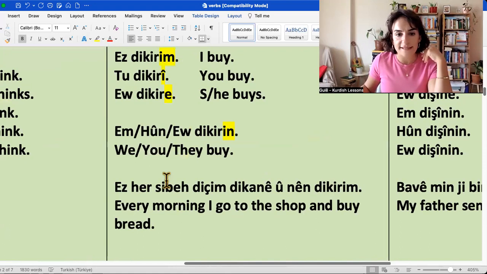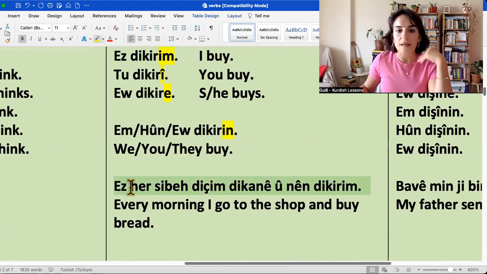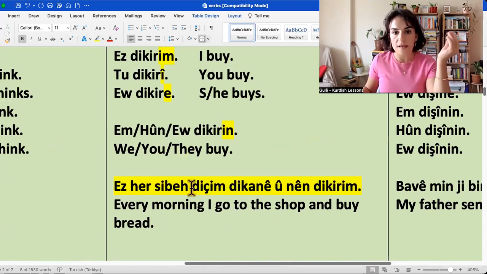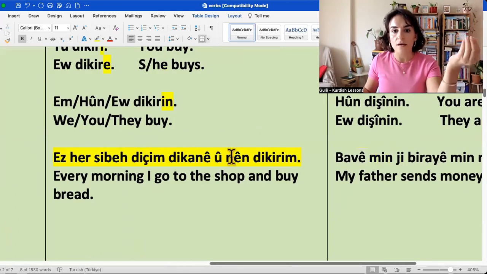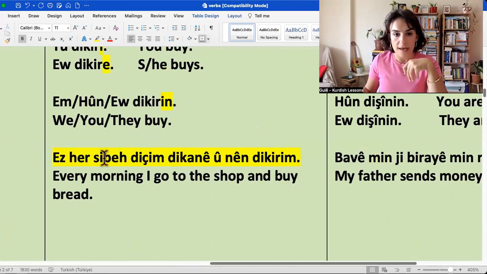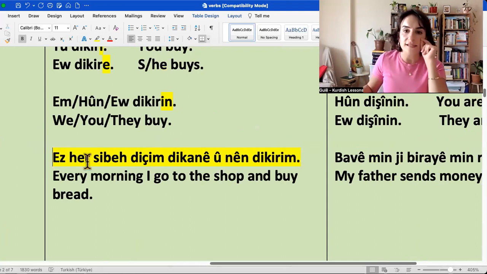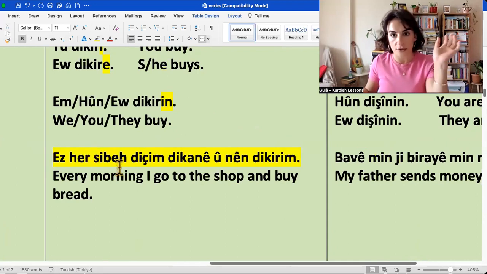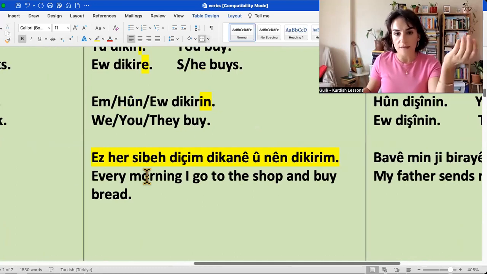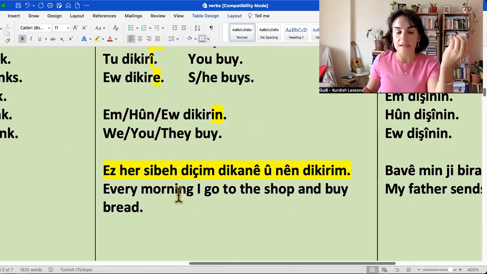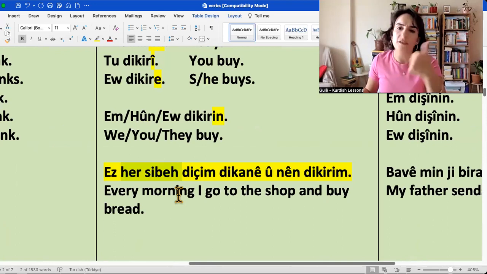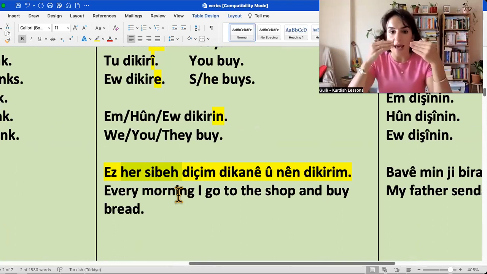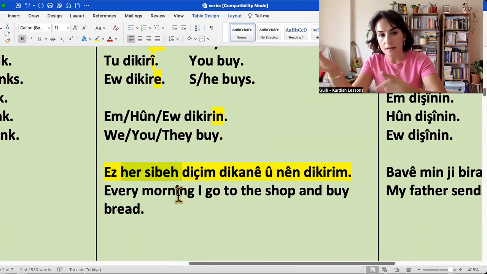Again, and here we have an example. As her sabah the chumdikane unen the karab. So from this sentence, there are many things to learn. First thing, we see adverbs are used after the subject or before the subject. So you can say her sabah as or as her sabah.